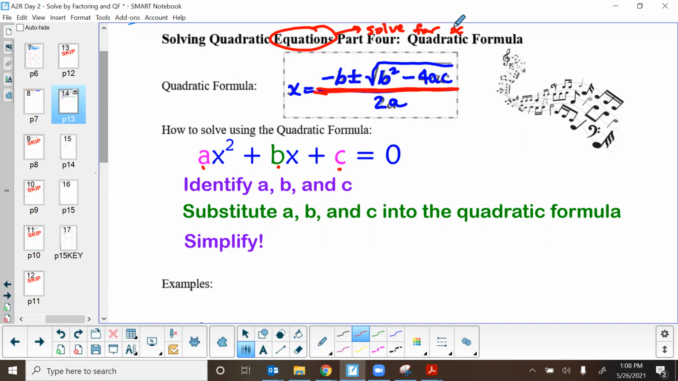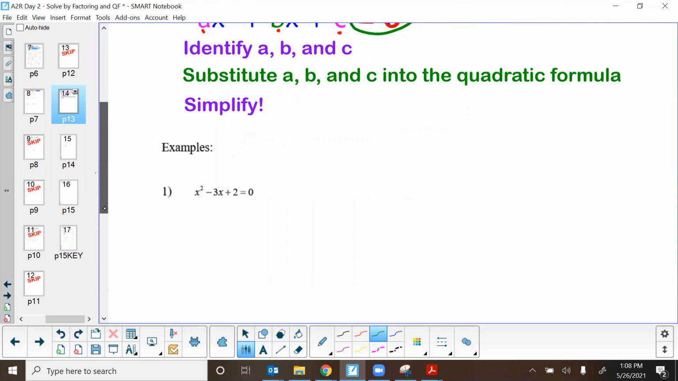Remember that we need an equation to solve for x. We did things before where we had ax squared plus bx plus c and we were factoring, but now we need an equation to be able to actually solve. And we need to have it set equal to 0. That's very important. It needs to be equal to 0 with everything on the other side. So then once you do that, you identify your a, b, and c, substitute it into the quadratic formula, and simplify. So let's try a few.